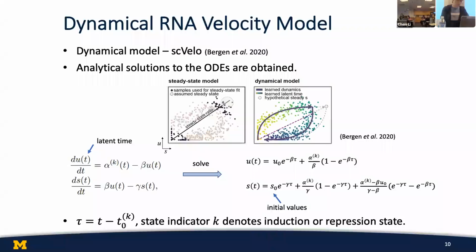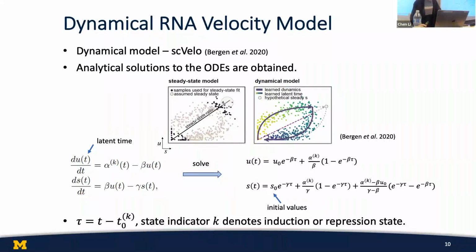There are actually two types of RNA velocity models. One is termed the steady state model. This was first developed by the first author of the RNA velocity model. Later on, it was improved into a dynamic model called scVelo by Volker Bergen. Because MultiVelo essentially depends on the dynamic model, just like scVelo, I will omit the steady state model, a simpler one, and explain this one in more detail.